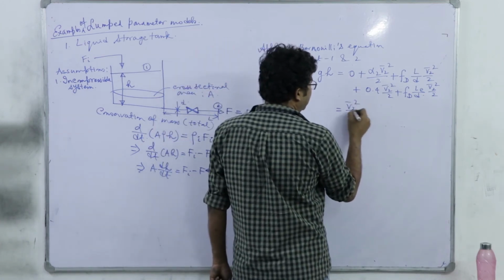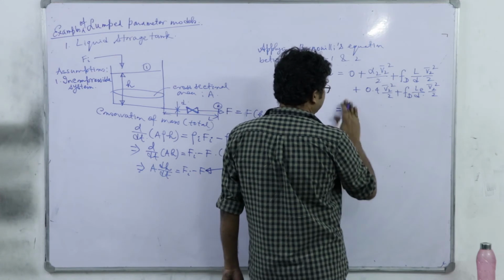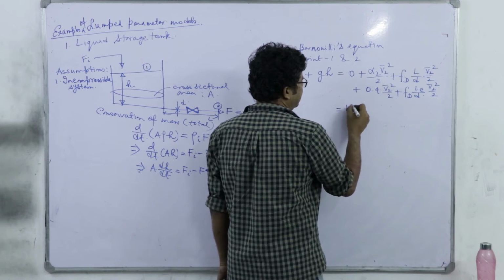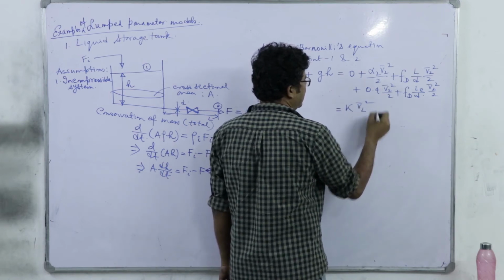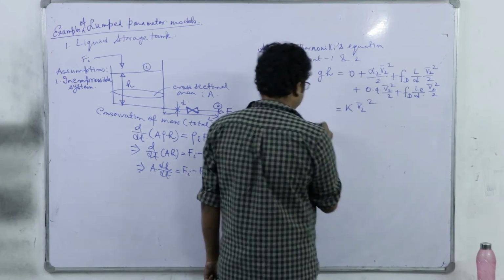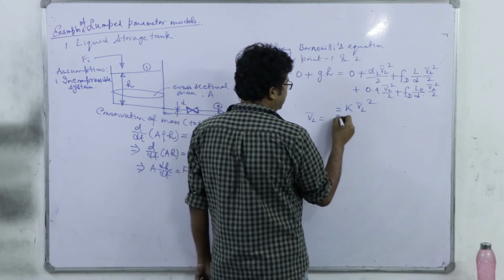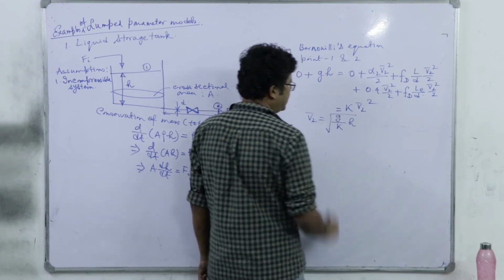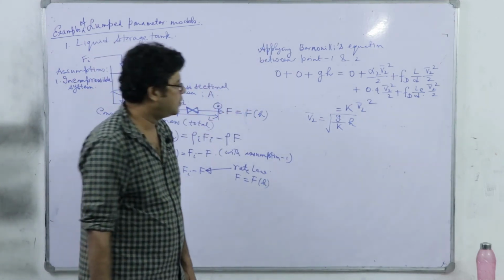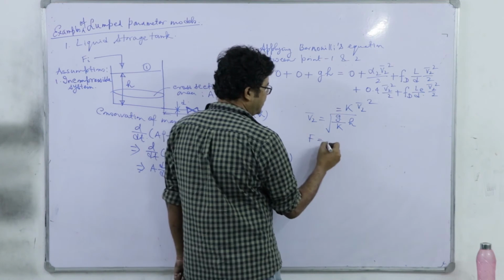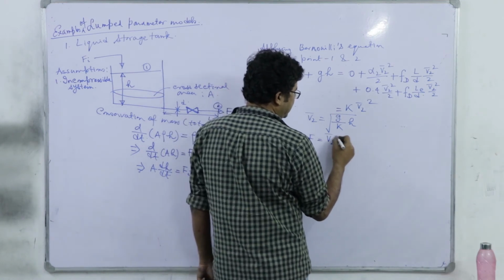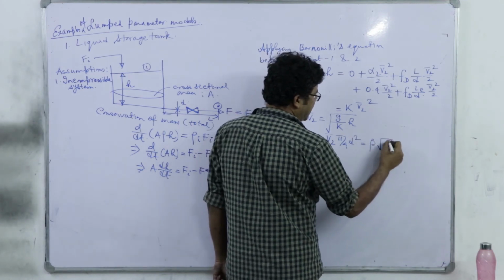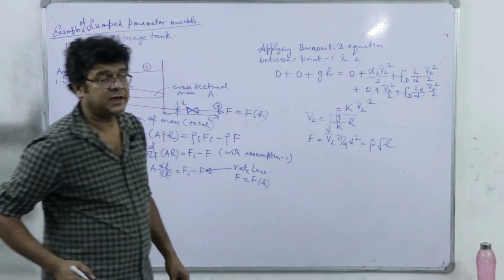So we get V2 bar square by 2 multiplied by, or rather we can write it as, a constant K into V2 bar square. So V2 bar is equal to the square root of G by K into H. So F is equal to V2 bar into pi by 4 D square. So you can write it as a constant beta into root H. So that becomes my rate law.